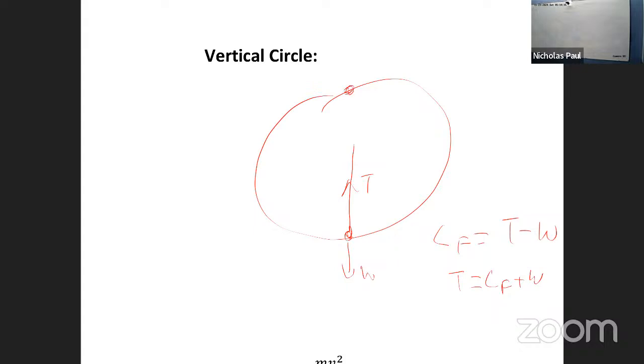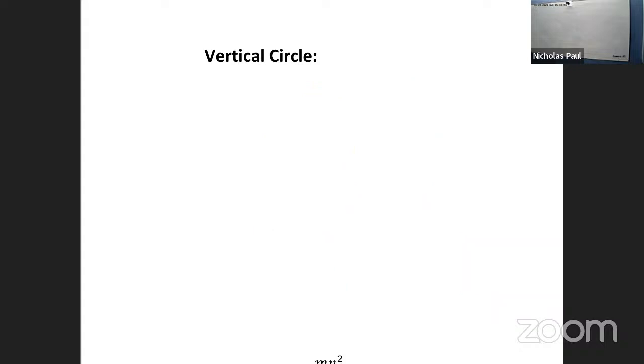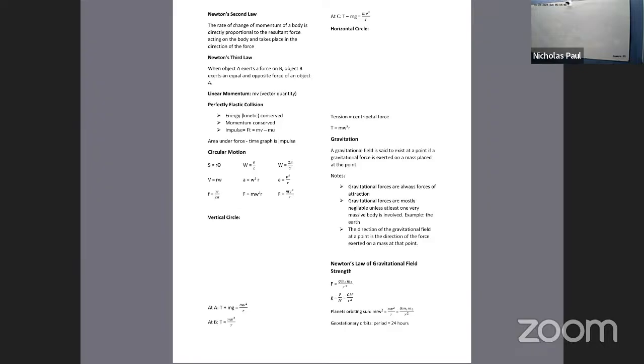What happened up there? Up there tension is the smallest, and here tension equals the weight. I know we missed the diagram, but those are all the formulas there.